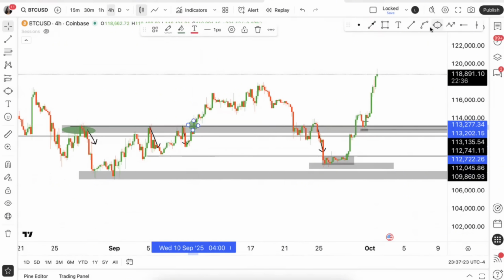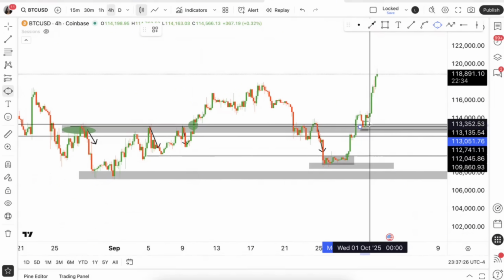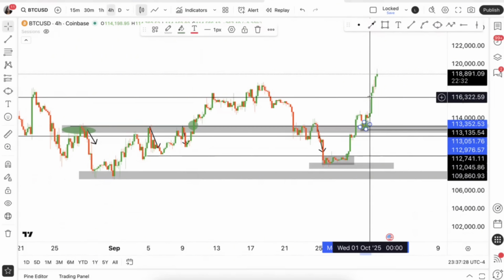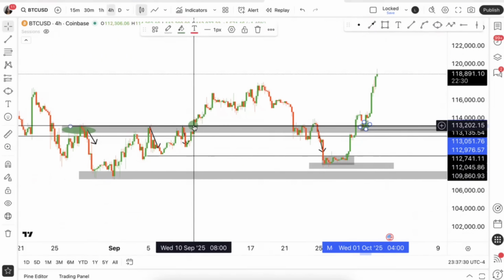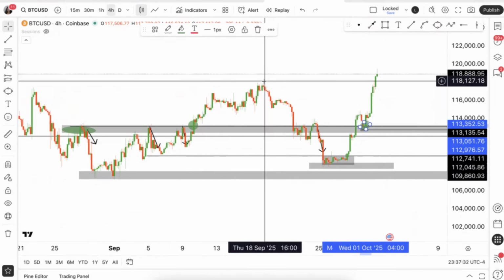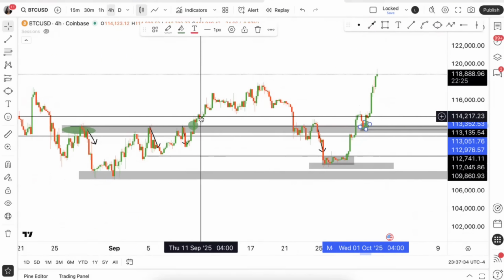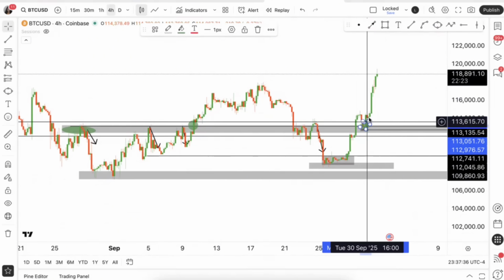So since price is above this level, I feel comfortable in taking buys above this level because I'm looking for the same reaction here to happen. I'm looking for a price to have the same momentum again.